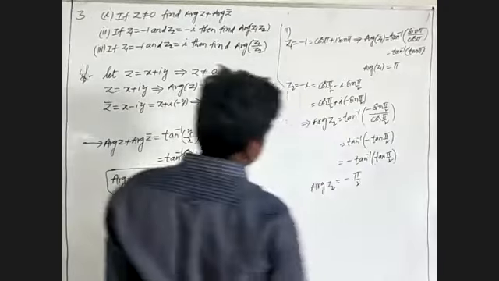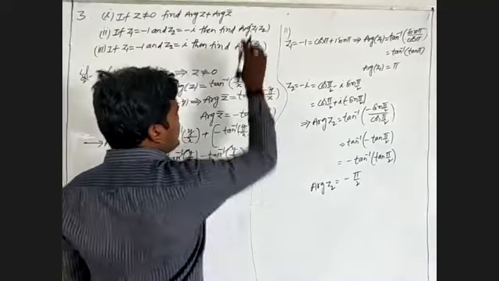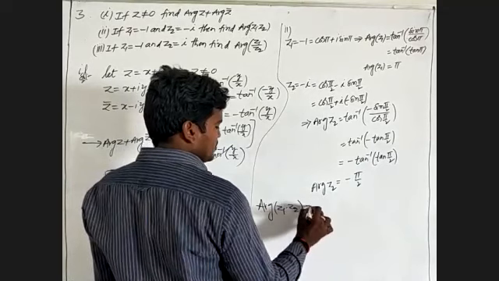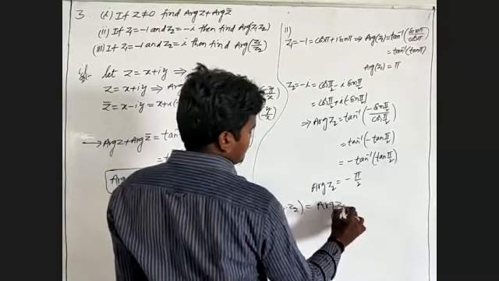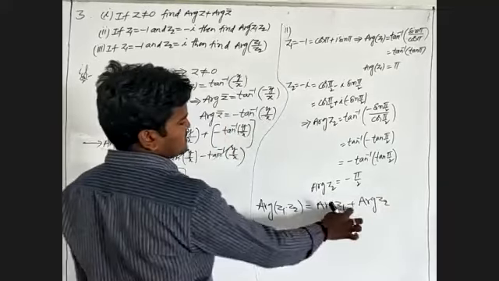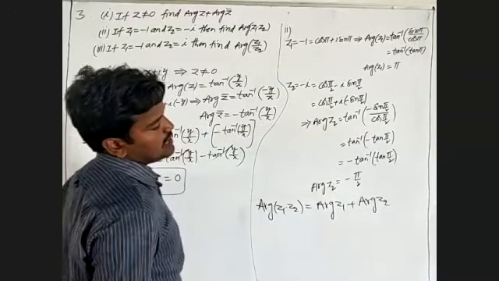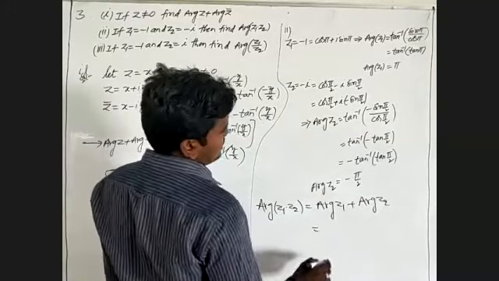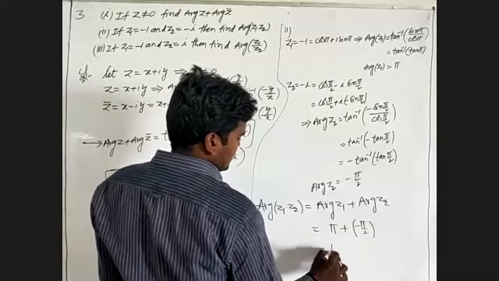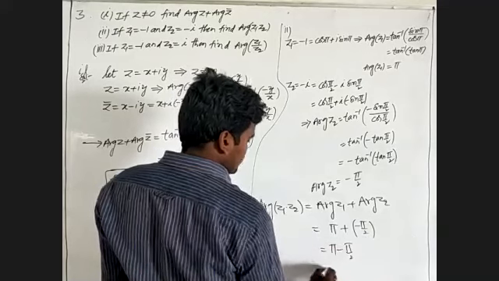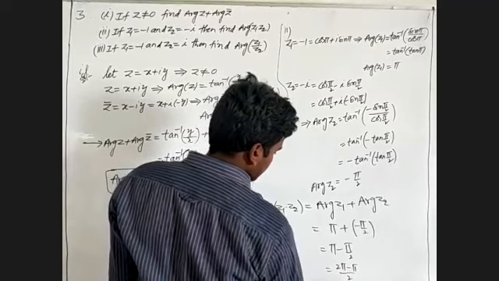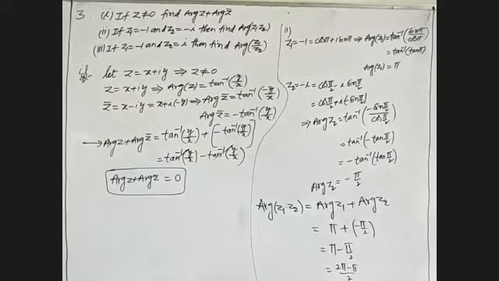We know argument Z1 and Z2. What we have to find in this problem is argument Z1 into Z2, which must be written as argument Z1 plus argument Z2. For multiplication we take plus, for division we take minus. Where the given argument Z1 is pi and argument Z2 is nothing but minus pi by 2. That means pi minus pi by 2 is nothing but pi by 2. Here pi by 2 is the answer of argument Z1 into Z2.